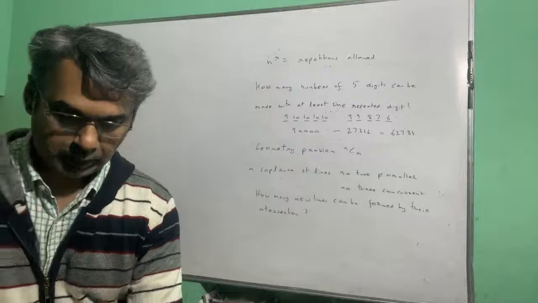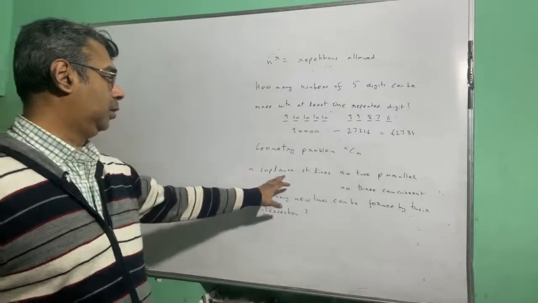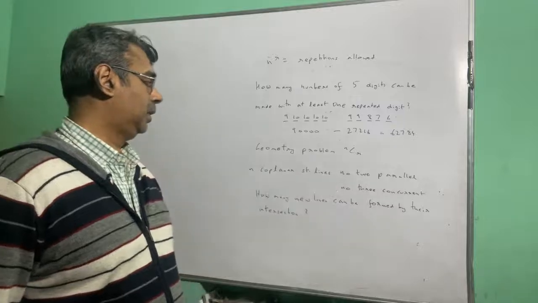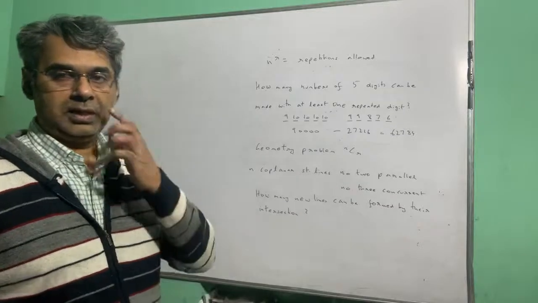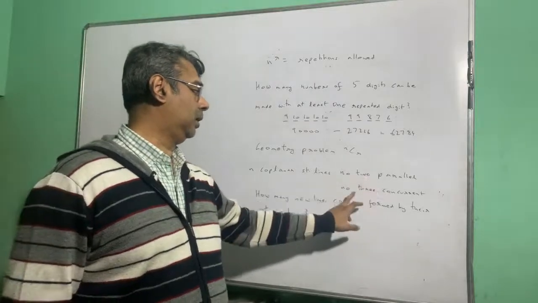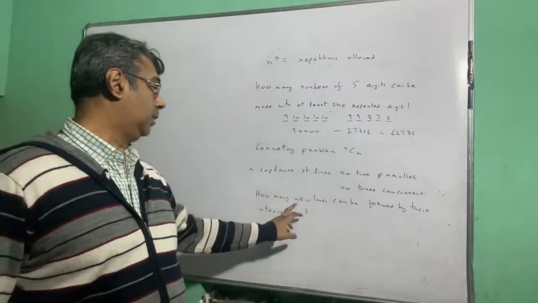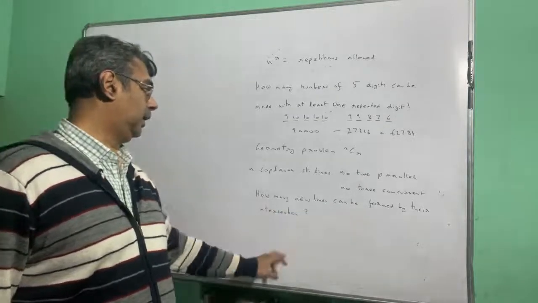Okay, so have a look at this question. N coplanar straight lines are there. In the same plane there are n straight lines. No two are parallel and no three are concurrent. So the question is how many new lines can be formed by their intersection.